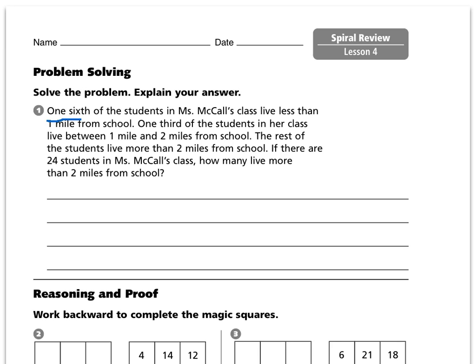So I know that 1/6 of the students live less than 1 mile. I know that 1/3 live between 1 to 2 miles. And I know that the rest live more than 2 miles. And I need to find out if there are 24 students, how many would live more than 2 miles?